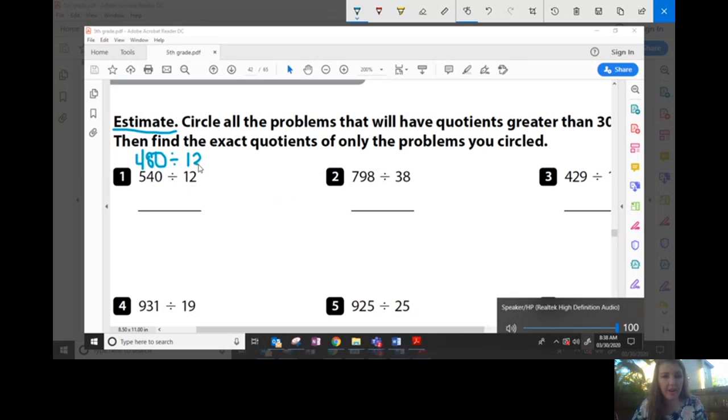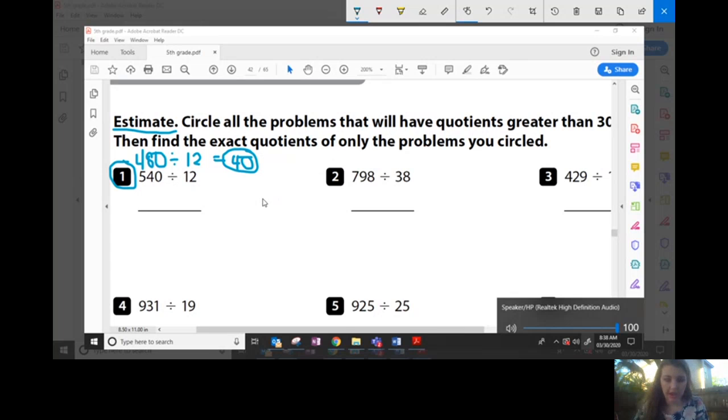So if I did 480 divided by 12 mentally, I know 12 times 4 is 48. So then 12 times 40 would be 480. So will it have a quotient greater than 30? If my estimate is 40, that's greater than 30. So this would be one that I would circle, and then I would find the exact quotient.